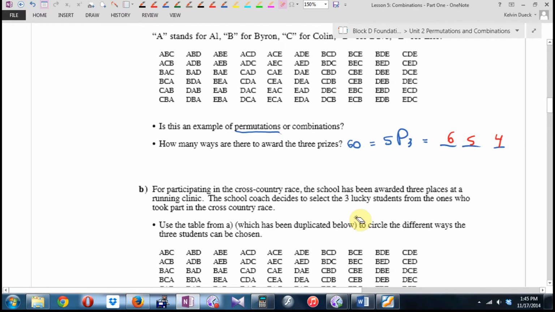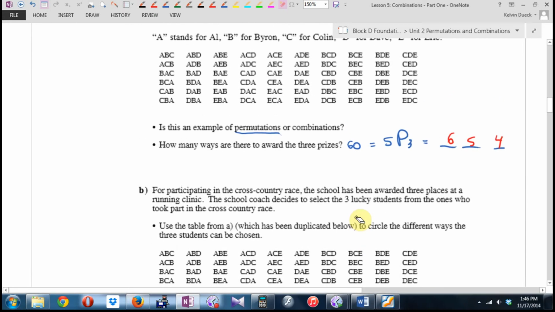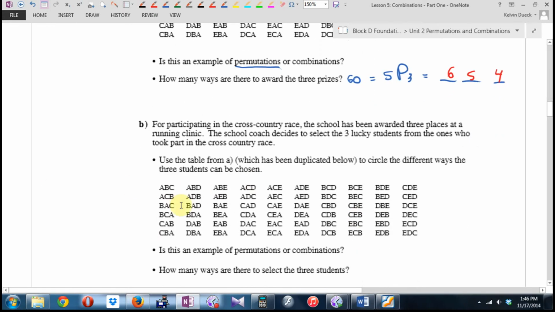I'm going to change this question. Well, no, this works. For participating in the cross-country race, the school has been awarded 3 places at a running clinic. The school coach gets to select the lucky 3 students from the ones who took part above. So here's the same table as before.